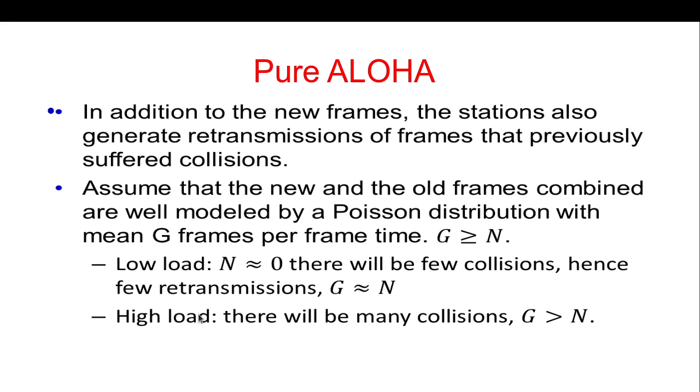If there are some collisions, there will be some retransmissions, and including those, G will be greater than N. Now, when there is a low load, that means the mean number of frames generated per frame time is very low, N is nearly equal to 0, and there will be few collisions and few retransmissions. That is the reason G is likely to match N. If the load is high, on the other hand, there will be many collisions, obviously, and combining those with the original frames, G is greater than N.